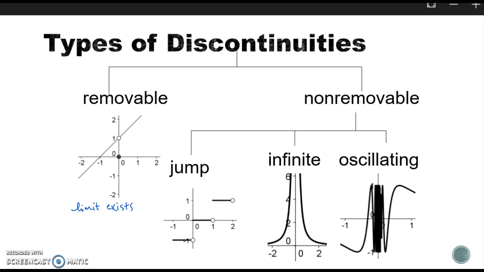For a non-removable discontinuity, there are 3 different types. Jump discontinuity means that my limits from one direction are not matching the limits from the other direction. So the limit as x approaches a from the positive direction of f of x is not going to match the limit as x approaches a from the negative direction. So that means that you would have a jump discontinuity. An infinite discontinuity means that you have a limit that is infinity, either positive or negative infinity. We also sometimes call this a vertical asymptote.